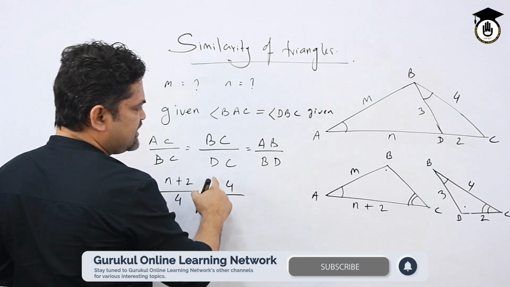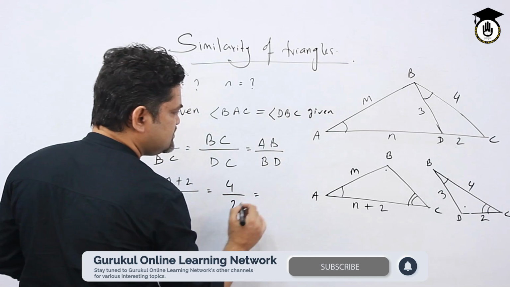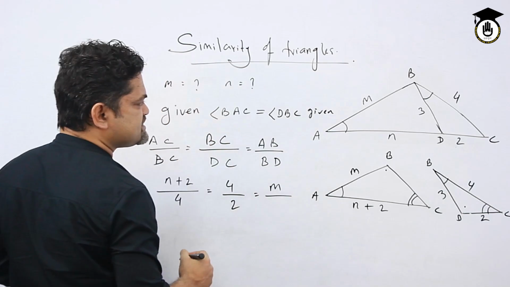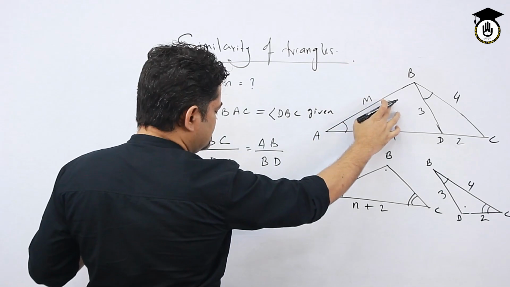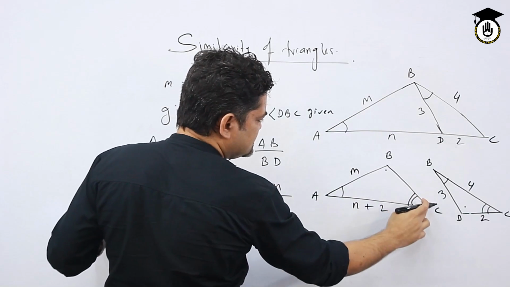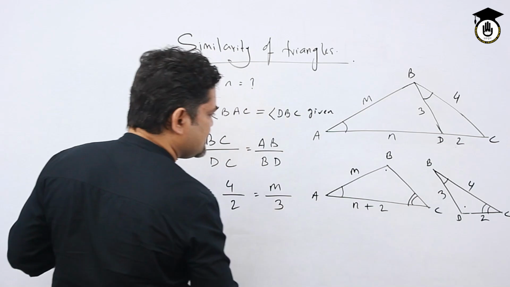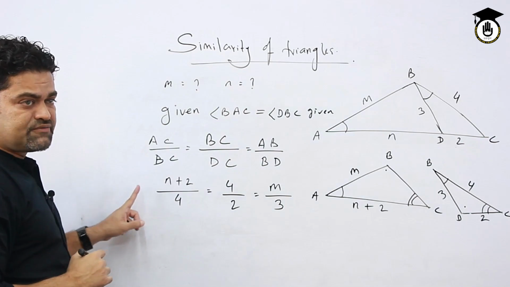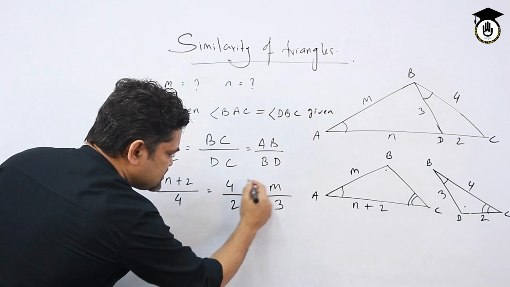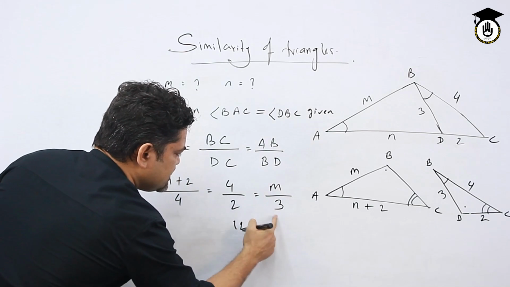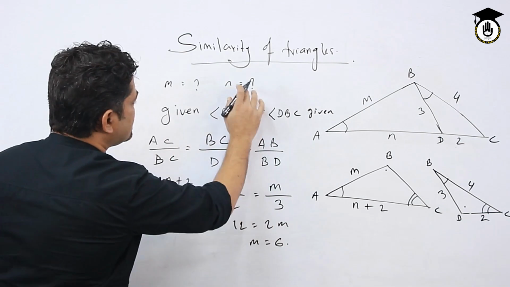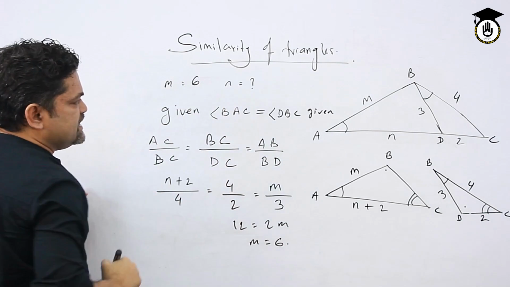And divided by DC, here 2. Then for AB, the side value is M for the bigger triangle, and the value of the smaller side is BD, 3. After putting the values, to find the value of M, I will do cross multiplication. So 3 fours are 12 equals 2M. So M equals 6. Here I can find that the value of M is 6.